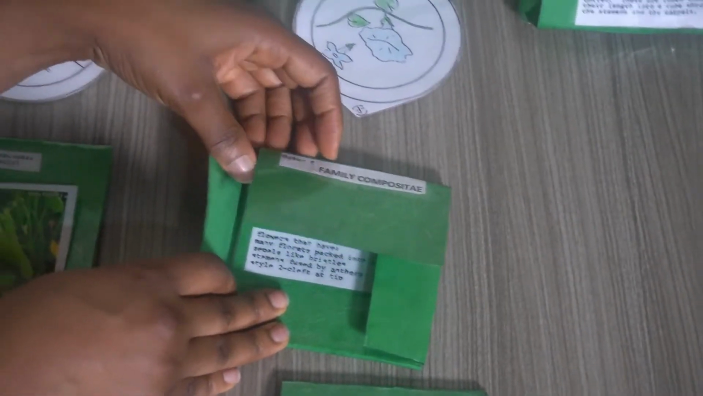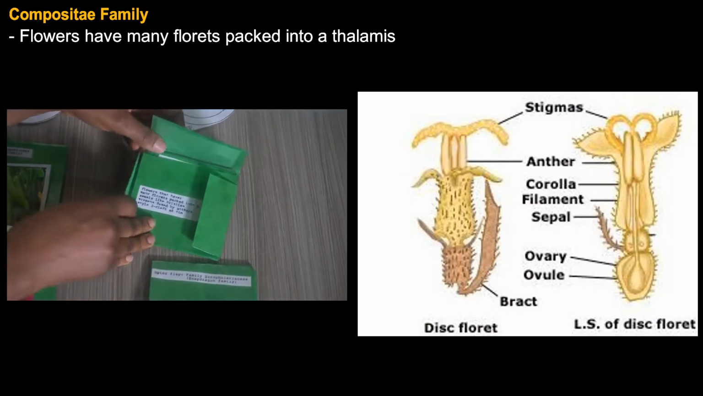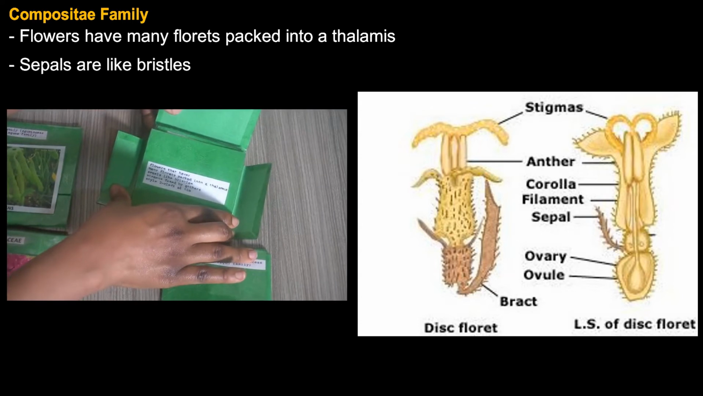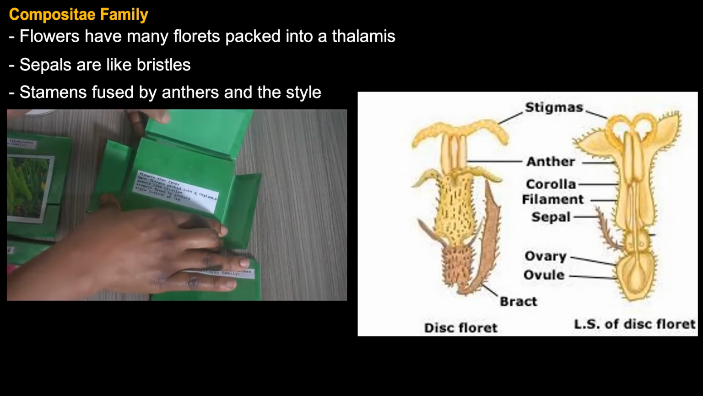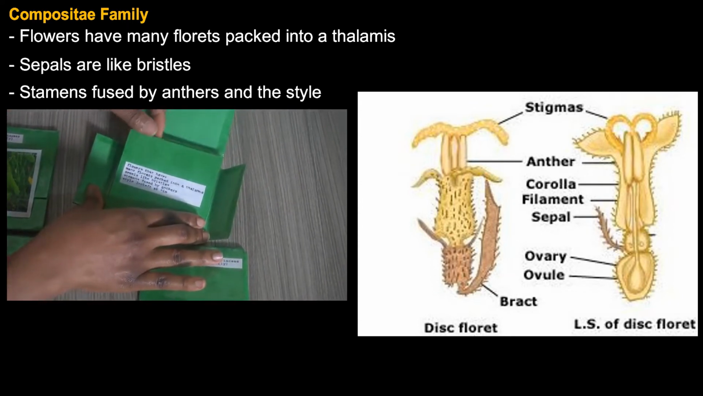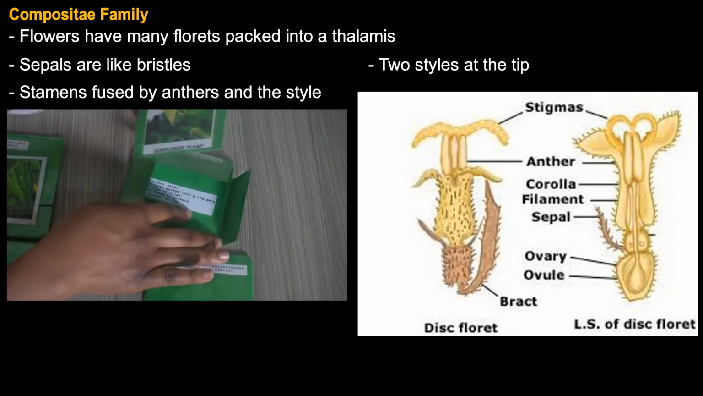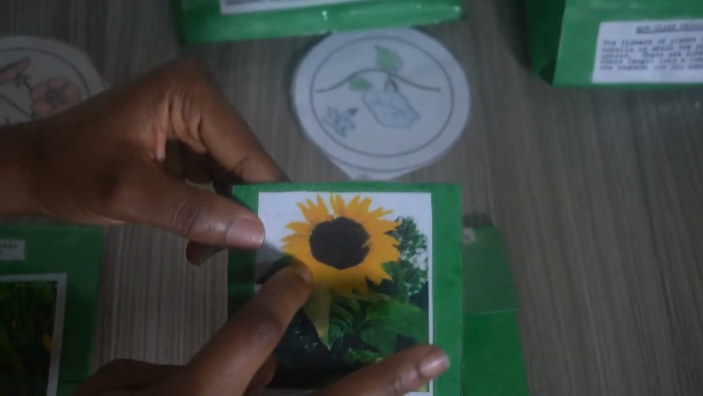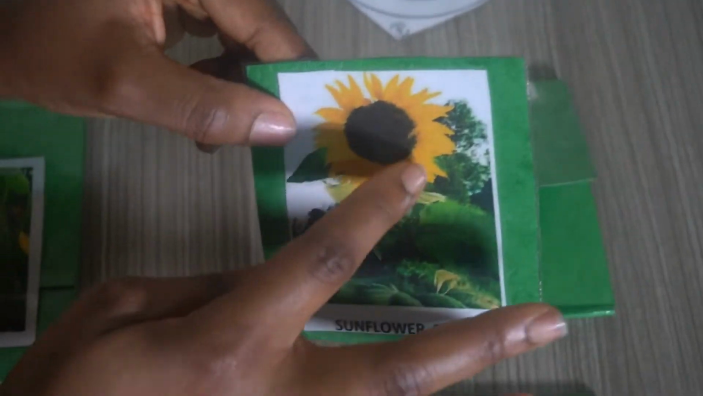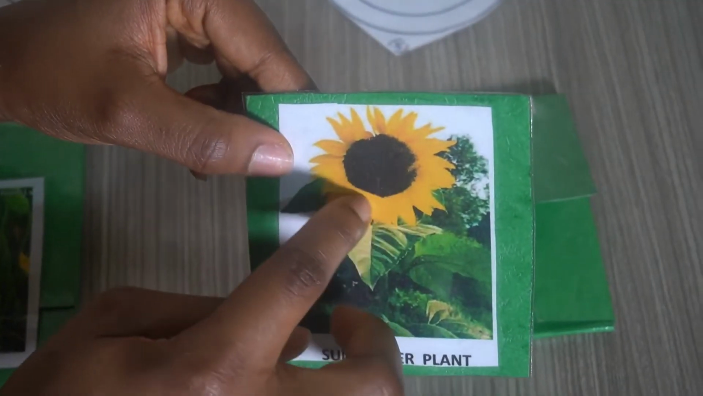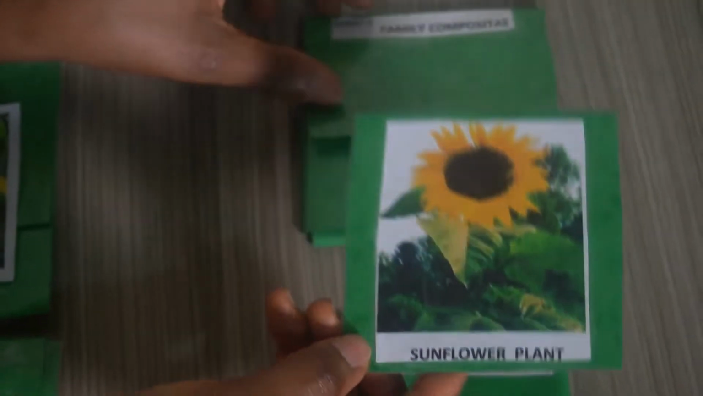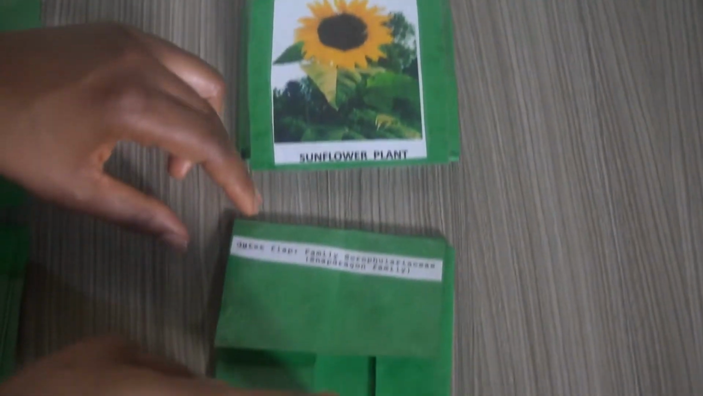The first family, the family Compositae, have flowers that have many florets packed into a thalamus, sepals like bristles, stamens fused by anthers, and two styles at the tip. Here is an example of a sunflower plant. You can see that the petals are fused, even though at the end they seem to be scattered, but around it we see that they come together to form one. That is the sunflower plant in the family Compositae under the Metachlamydae.